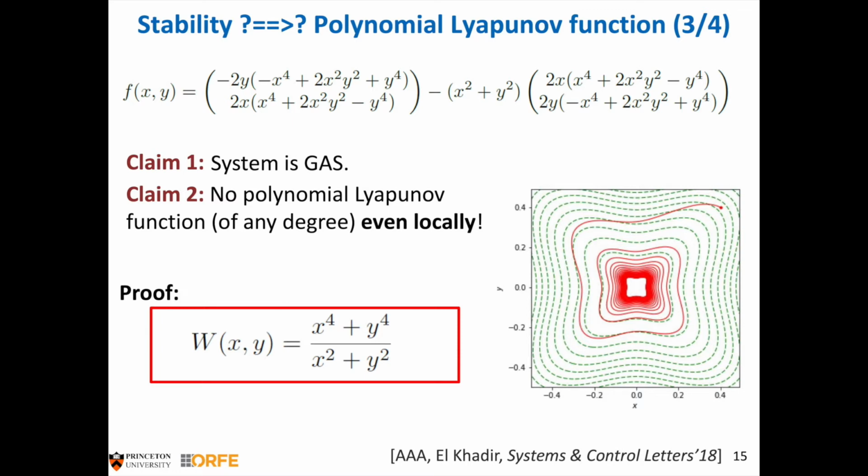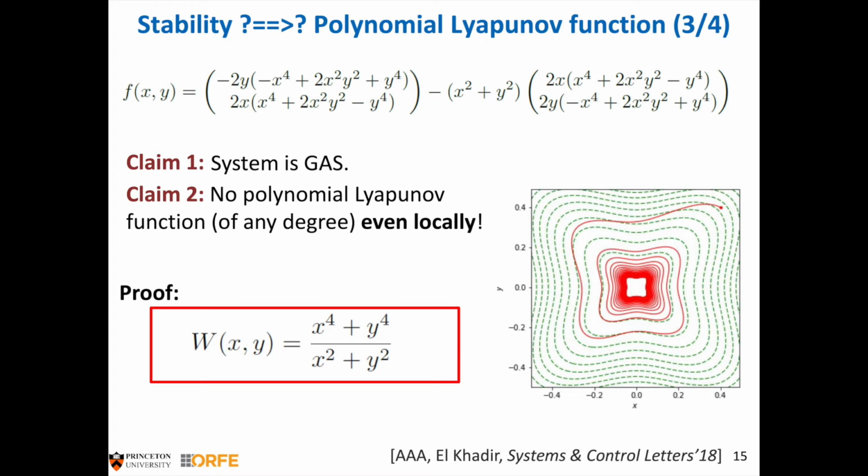The claim is that the system is again globally stable. All trajectories go to the origin. Here's that one trajectory following this. But now there is no Lyapunov function, no polynomial function even locally. So meaning that no matter what neighborhood you take around the origin, no matter how small it is, there will not be a polynomial Lyapunov function over that region. So no polynomial can satisfy the Lyapunov inequalities locally.